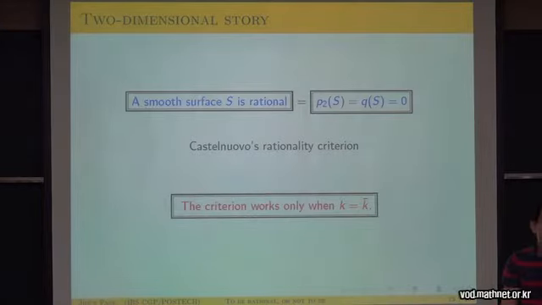This implies unirationality. I'm not sure about characteristic p. As I declared when I started, our field is characteristic 0, and in characteristic 0, this criterion works only when the field is algebraically closed. Otherwise, it's not true. I'll show you later an example in which this criterion fails.